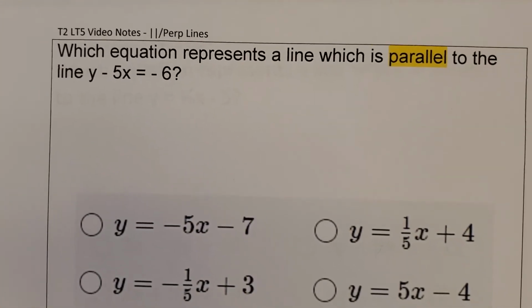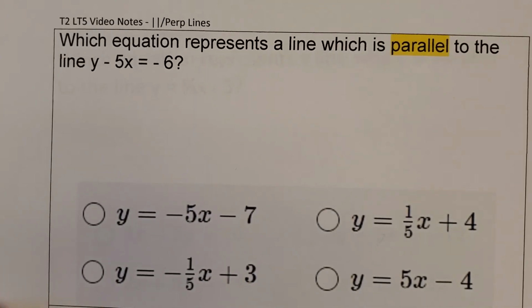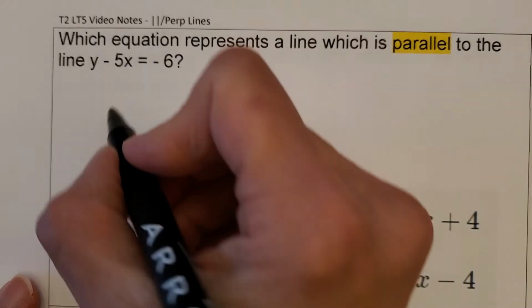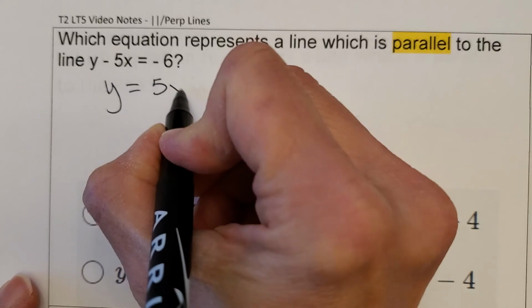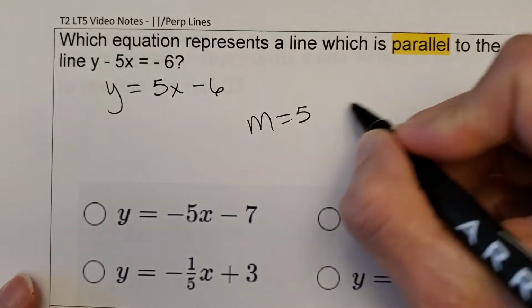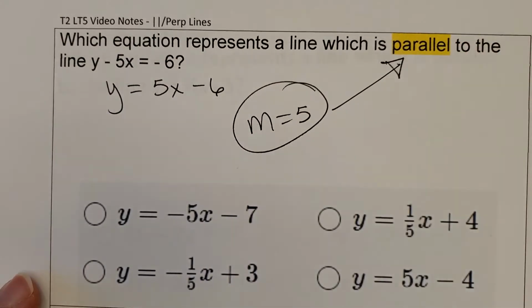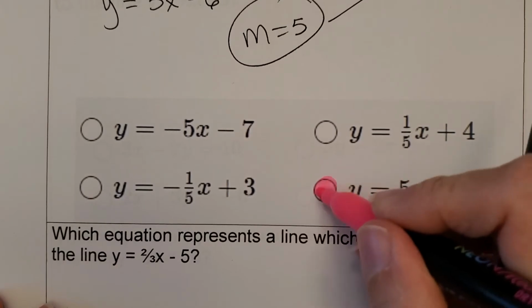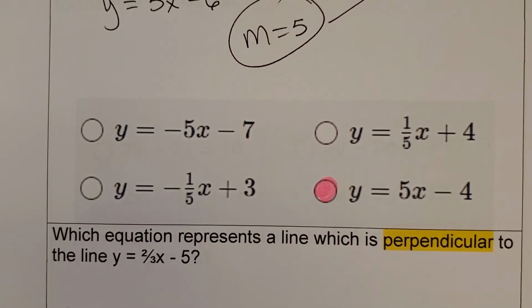So which equation represents a line that is parallel to this line? Well, it's not quite in any of the forms, so we need to get y alone by adding 5x to both sides. And when we do, we find out that the slope is 5. And since it's parallel, I'm looking for a slope of 5. So which one has a slope of 5? Well, this one right here. So I'm going to check that one.